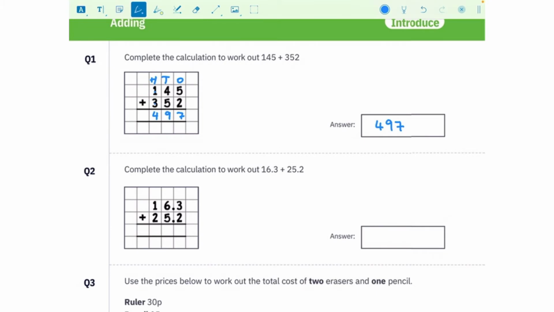For the next one, we've got decimals. 16.3 add 25.2, and again, everything's lined up. So we've got the ones here, the tens here, and this is the tenths column. And we've got our decimal points lined up too. That's really important for adding or subtracting. 3 add 2 is 5. 6 add 5 is 11. So when we get a number 10 or bigger, we put the ones here and then carry over the tens. So 6 add 5 is 11. So we've put 1 and carried the 1 there. 1 add 2 is 3. Add that extra 1 is 4. And we need to line up that decimal point. So that is 41.5.